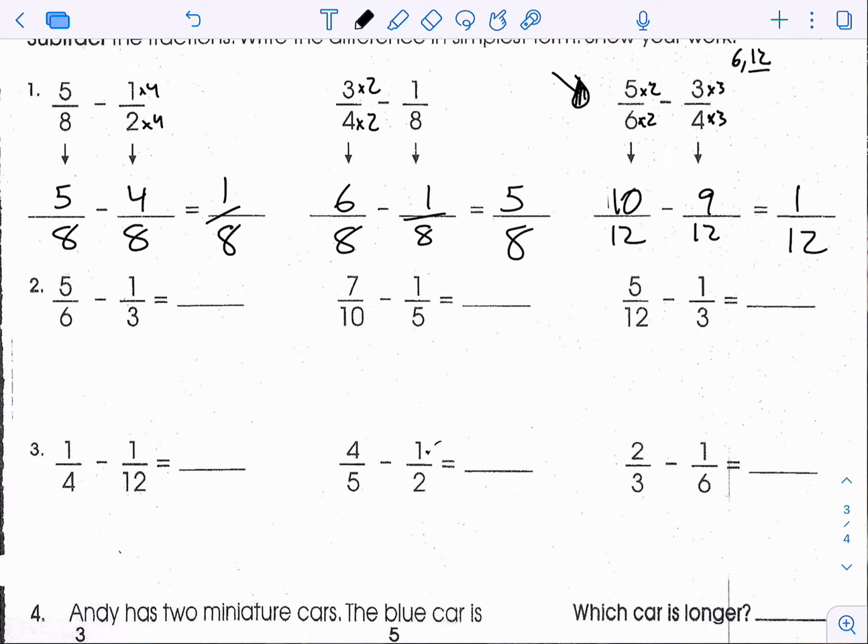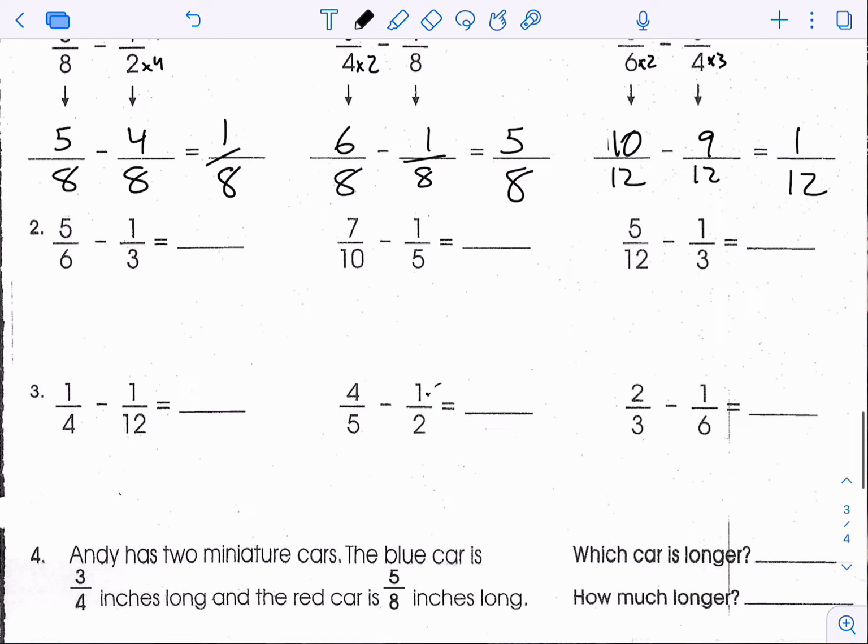Okay, so those are the steps. Please make sure you show all your work. If you want more examples, you could always start the video over, or you could just practice them on your own. Come and see me if you need any help with adding or subtracting fractions with unlike denominators.